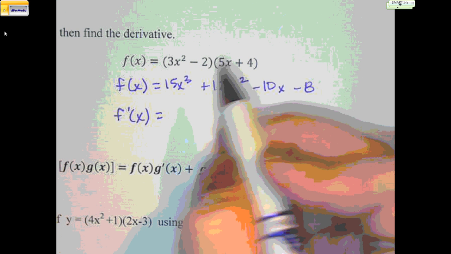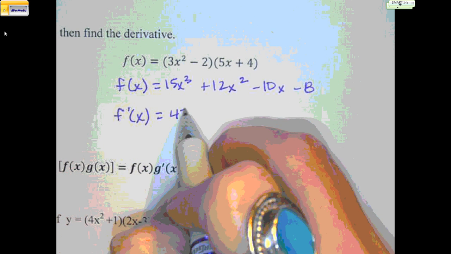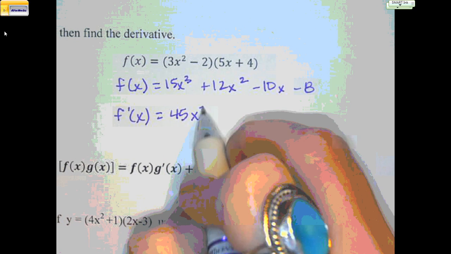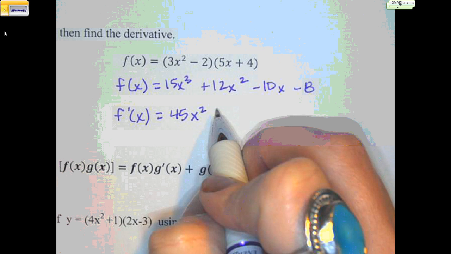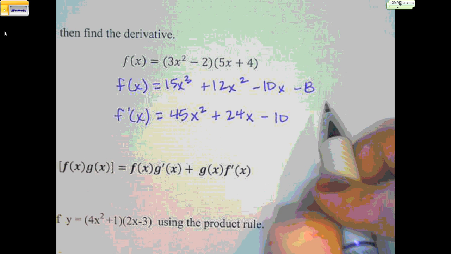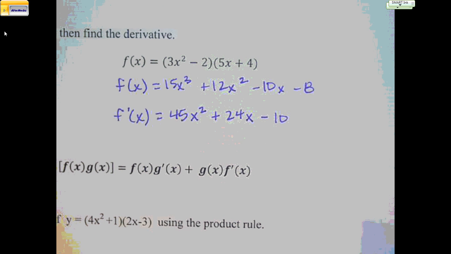So we say 3 times 15 is 45. What do I do with the x cubed? It's x squared, right? You take off one exponent. Plus 2 times 12 is 24, and that's x to the first, minus 10, and our constant is nothing. And that's how we do derivatives.